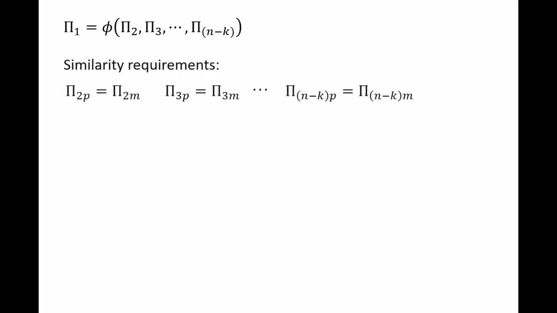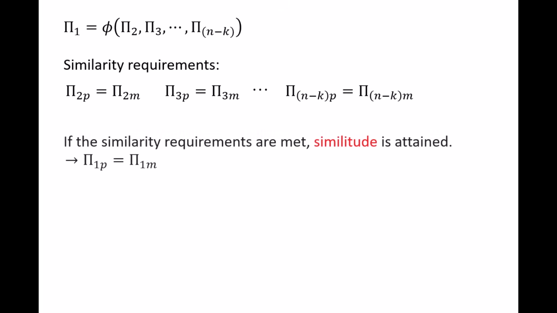Pi 2 through pi n-k are the independent pi groups, and pi 1 is the dependent pi group which contains the dependent variable we are interested in studying. The similarity requirements specify how to conduct the modeling study so that the results from the model can be used to predict the behavior of the prototype. If we are able to meet the similarity requirements, similitude is attained and we can use the prediction equation, which states that the pi 1 group of the prototype is equal to the pi 1 group of the model.